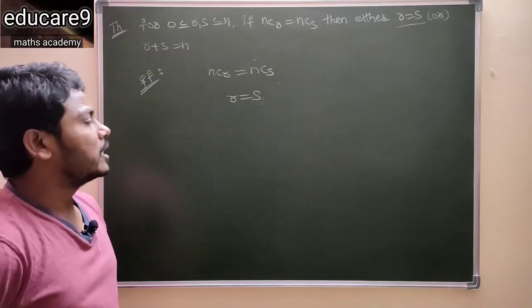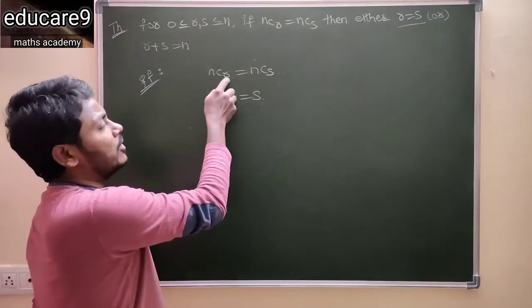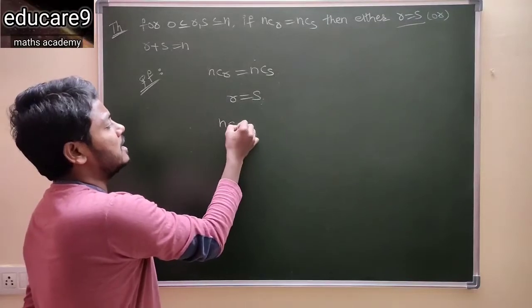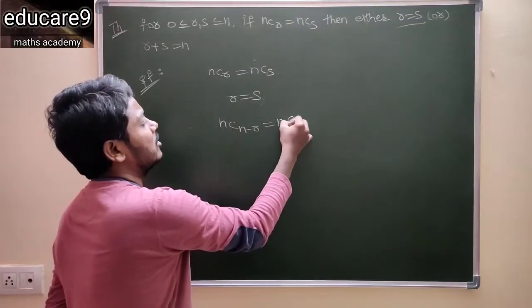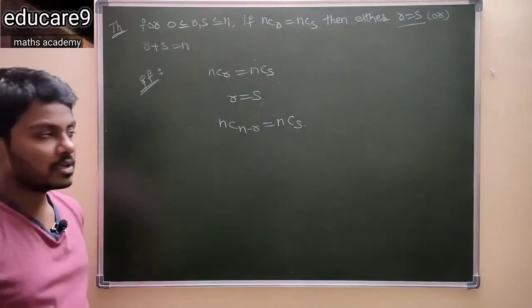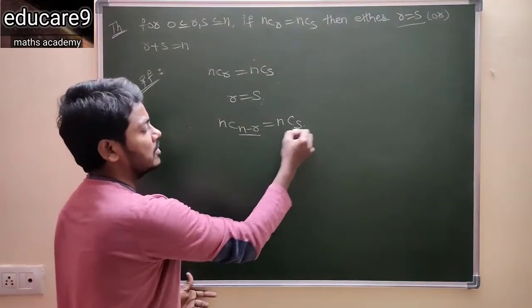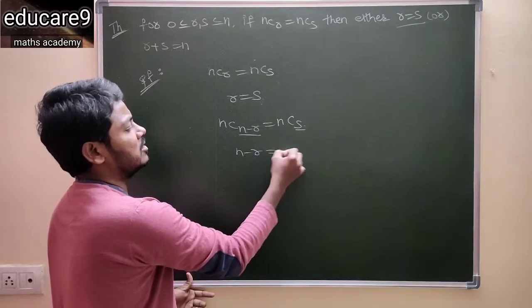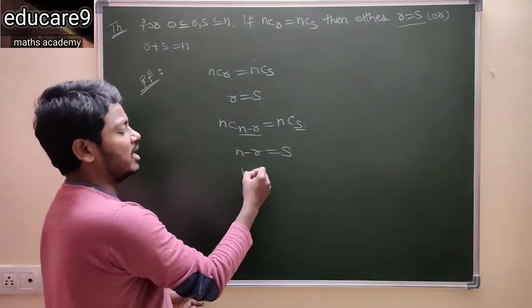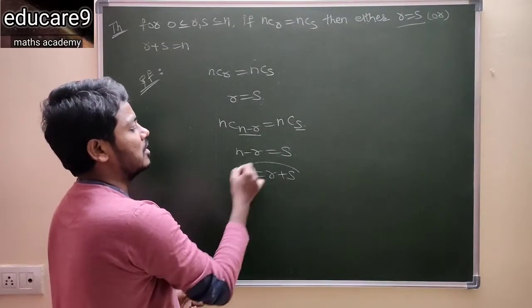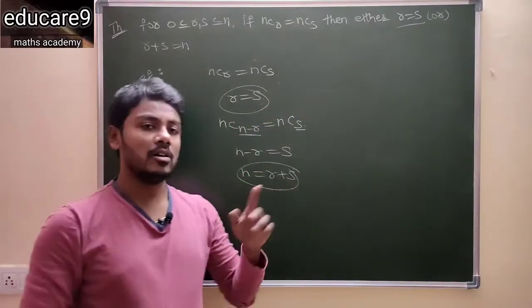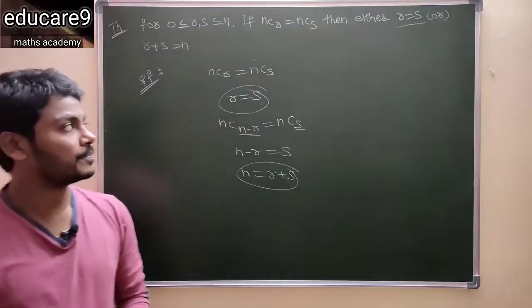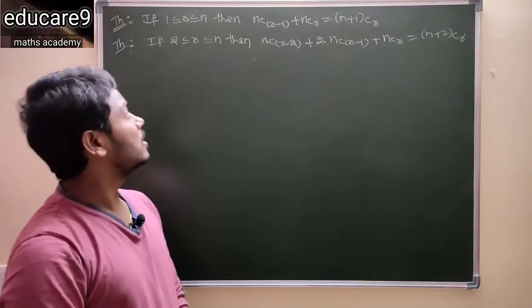You know how to write nCr in another form: nC(n minus r). So nC(n minus r) is equal to nCs. Equating these two, n minus r is equal to s. So what is the value of n? r plus s. Therefore, either r is equal to s or n is equal to r plus s. Okay, see the next theorems.